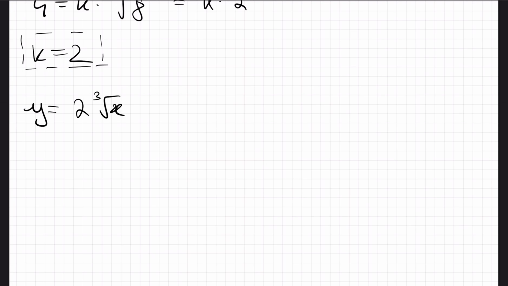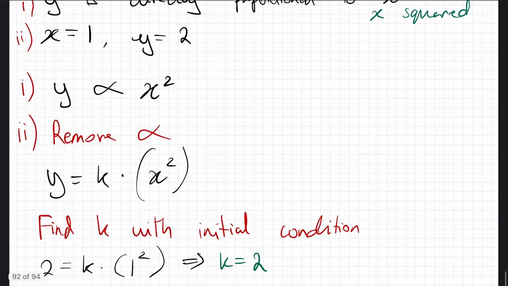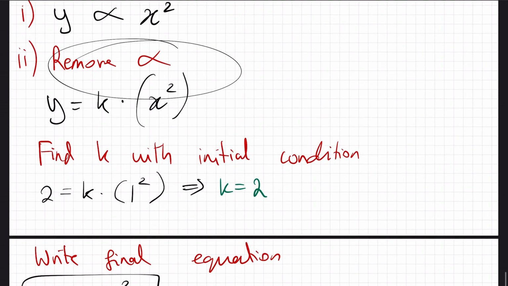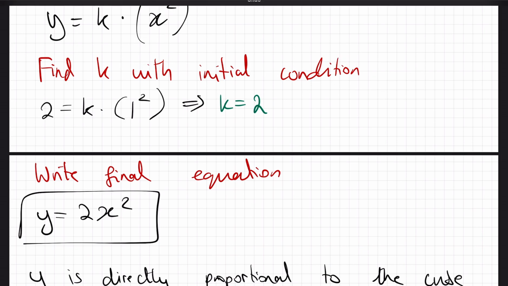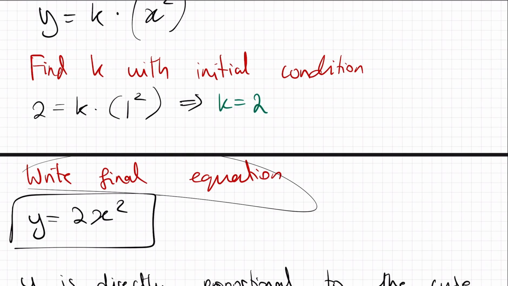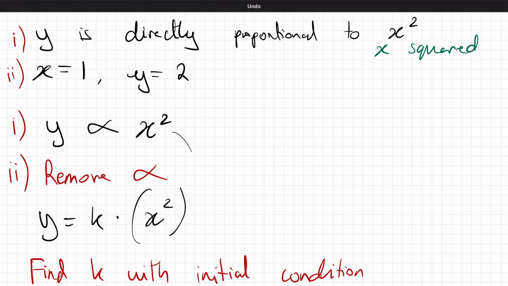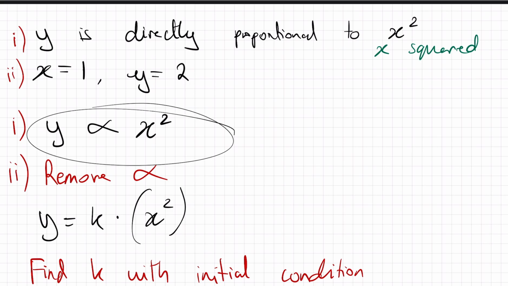And that's how you solve direct proportionality questions. You simply need to split it into 3 steps: form the equation, then remove the direct proportionality sign and put k in, find k with the initial condition, and write the final equation. Since this first step seems a bit useless when you write it, you just write it like this, but this step is actually quite important because it lays out the overall idea, if that makes sense.